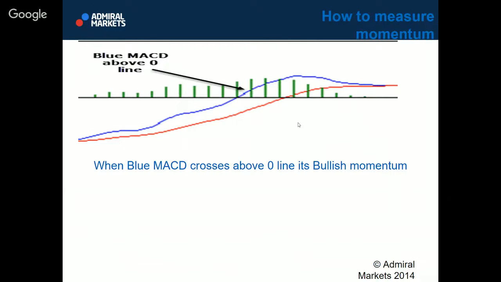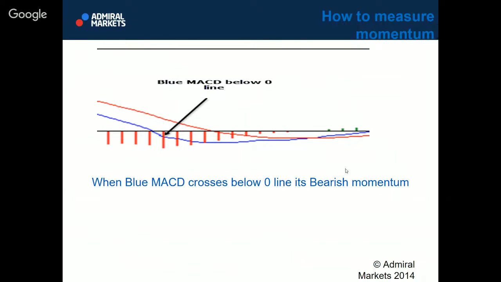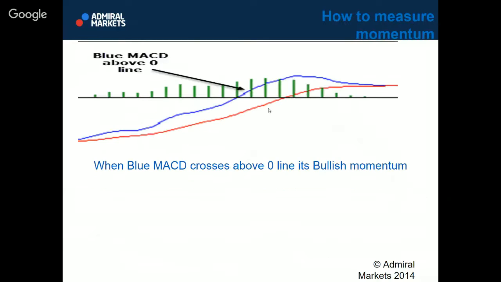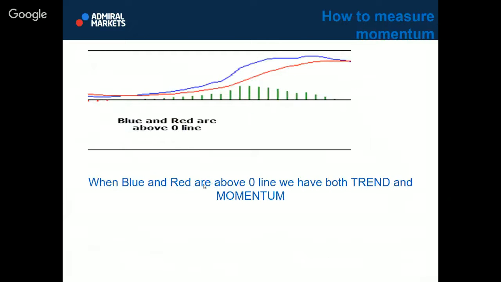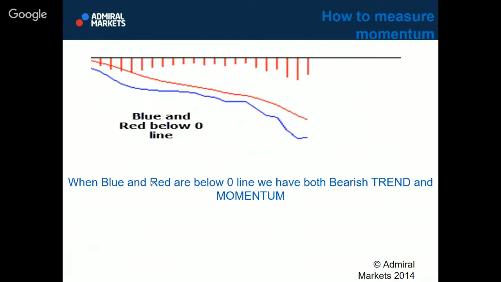The rules are, when blue MACD crosses above zero line, we call it a bullish momentum. When blue MACD crosses below zero line, it is bearish momentum. Okay, so pay attention. Also, when blue and red above zero line, we have both trend and momentum. When blue and red are below zero line, we have both bearish trend and momentum.